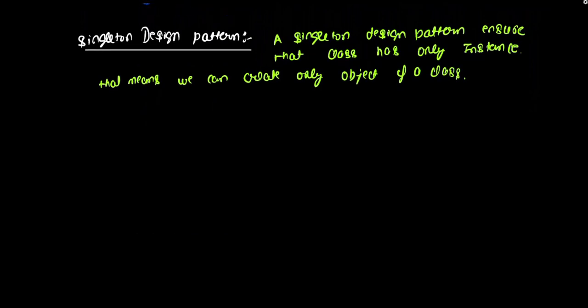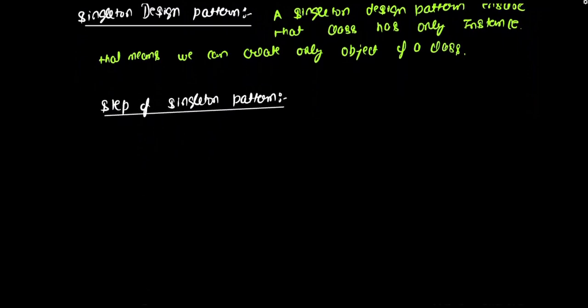Now the steps are, and after that we will understand at code level how we can manage a singleton design pattern. The steps of the singleton design pattern are: the first step is a private constructor. First we make a private constructor.